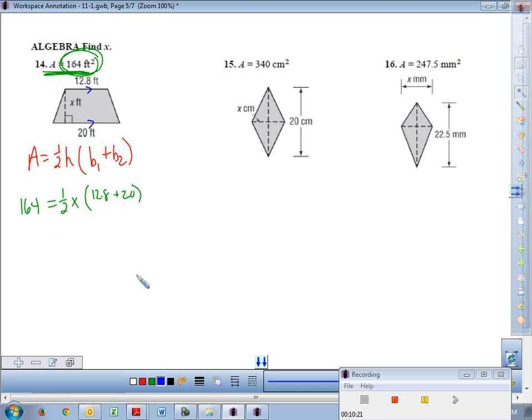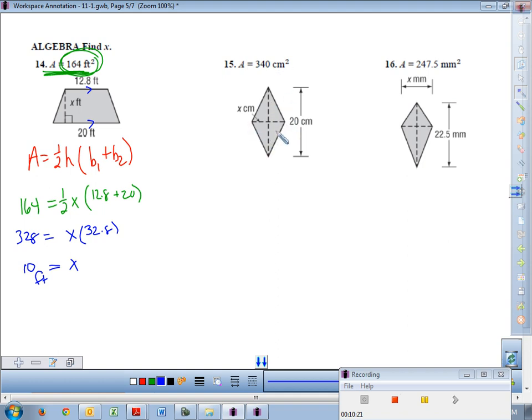Now I can solve. I'm going to get rid of this divide by 2 by multiplying both sides by 2. And that would turn this into 328 equals X times, adding those together right away, 32.8. This was all one term because it's a half times X times that group of parentheses. So it's all good right there. And now to solve for X, we divide both sides by 32.8. And X turns out to be 10. And then the label is feet because this is just the height right here. It's not an area or anything like that. It's just 10 feet.